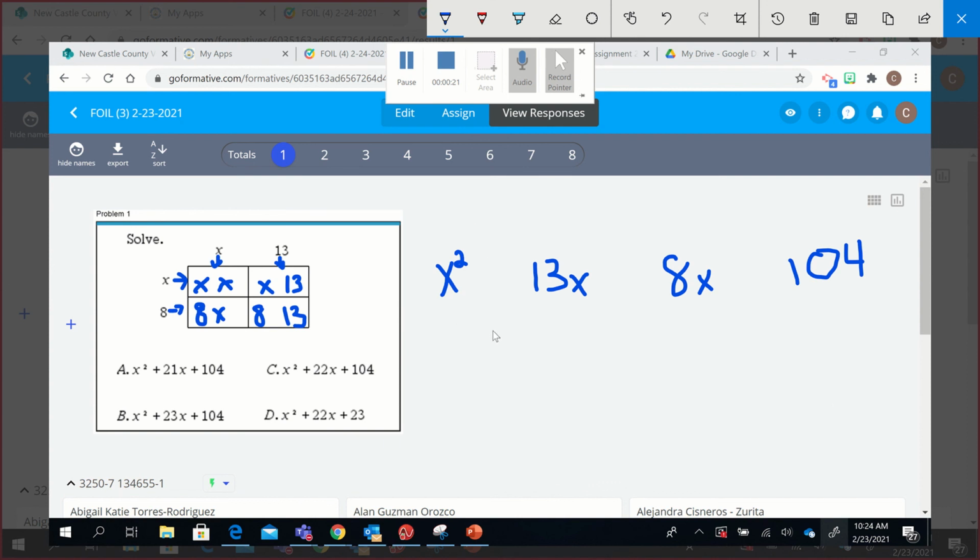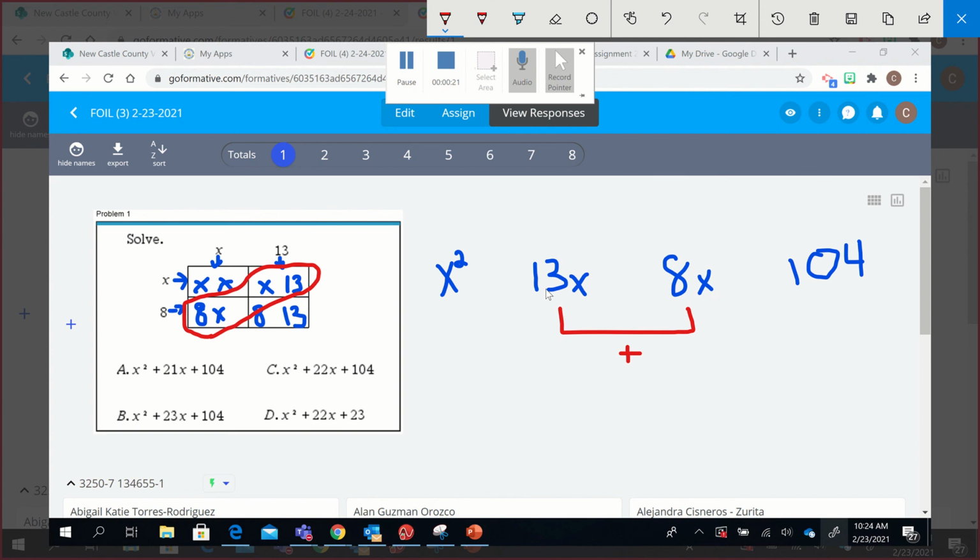Now what we have to figure out is we have to combine the two terms, the two middle terms, because they're the same. So let me get a different color here. These terms we have to combine. We have to add them. So we combine them. We add them. Same thing over here. These are the two terms we're adding.